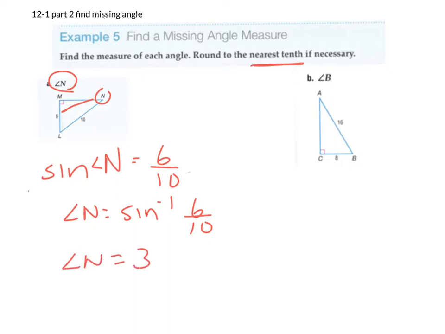So on your calculator, we'll get 36.86, and the 8 goes up to a 9. And so there's our answer. So let's look at the next example.